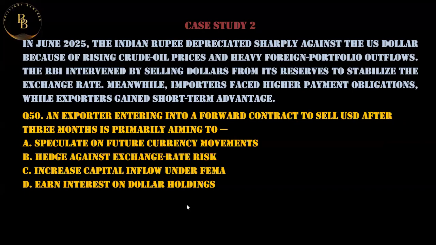And for the final question in this session, an exporter entering into a forward contract to sell USD after 3 months is primarily aiming to what? Speculate on future currency movements, hedge against exchange rate risk, increase capital inflow under the FEMA, or earn interest on dollar holdings. What will be the right answer?